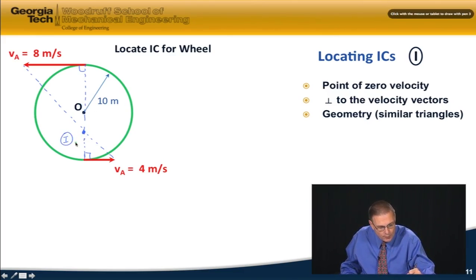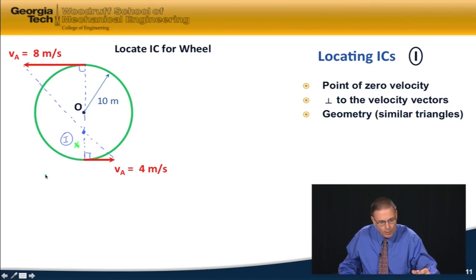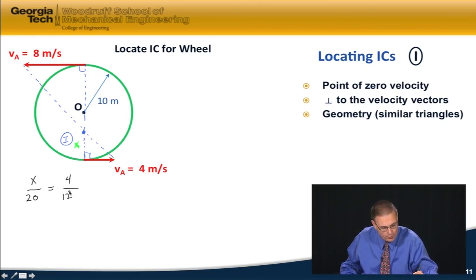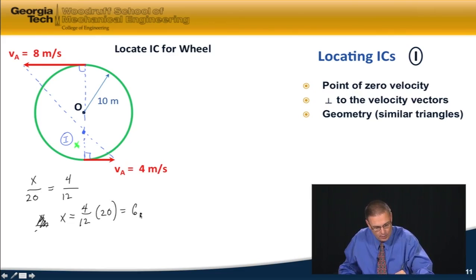To do that, I'm going to use similar triangles. I want to find this distance x where this crosses. By similar triangles, x is to the total distance, which is 20 for the diameter of the wheel, as 4 is to the total change in velocity over those 2 points, which is 12. And so x equals 4/12 times 20, or 6.67 meters.